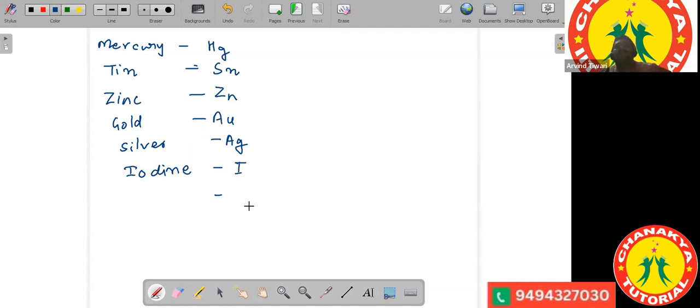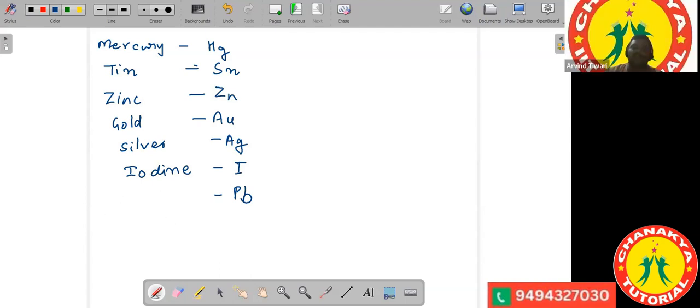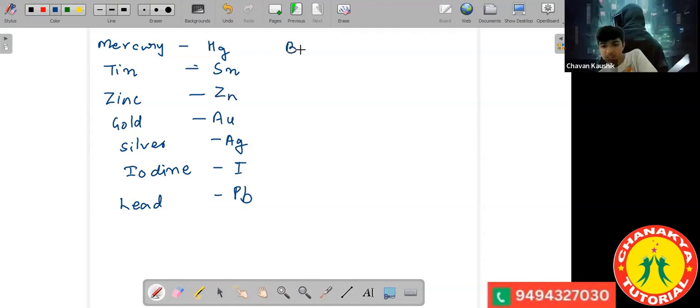These are certain other symbols. Okay, what is this Pb? Lead. Its Latin name is plumbum. The Latin name of silver is argentum. You are not required to remember the Latin names, but you should remember their English names and their symbols. Only the first 20 are required, right?